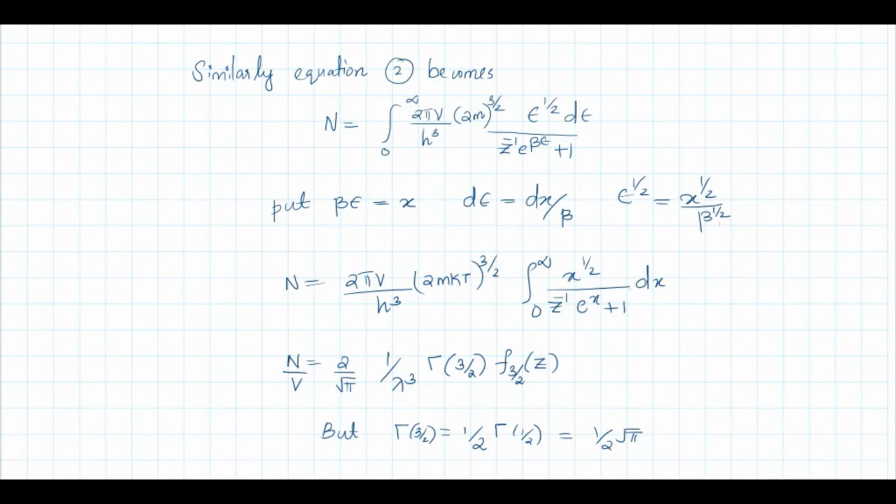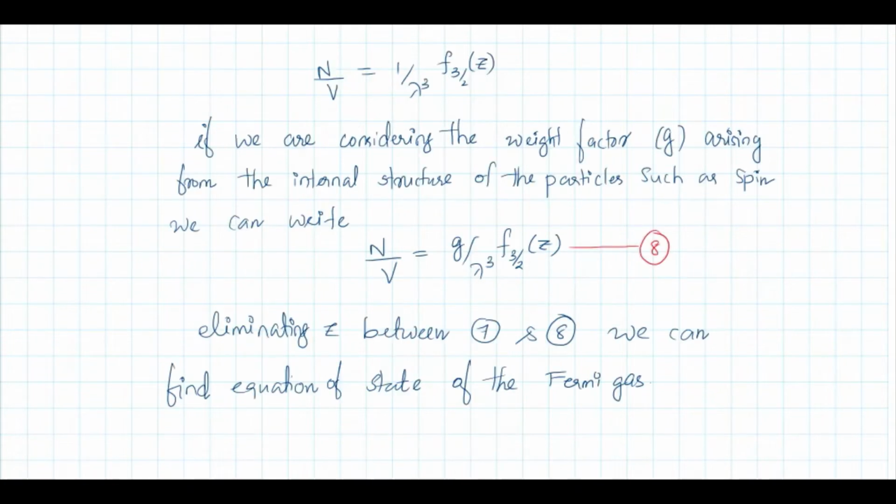So this is N by V. Multiply numerator and denominator with root pi. Then this becomes pi raised to 3 by 2. You can take that into this, 2 pi m kt raised to 3 by 2 divided by h cube, and 2 by root pi. And this is nothing but gamma 3 by 2 into f 3 by 2 of z in terms of Fermi Dirac functions. Gamma 3 by 2 by the recurrence relation is half gamma half, which is half root pi. Substituting that value here, you will get N by V equal to 1 by lambda cube f 3 by 2 of z.